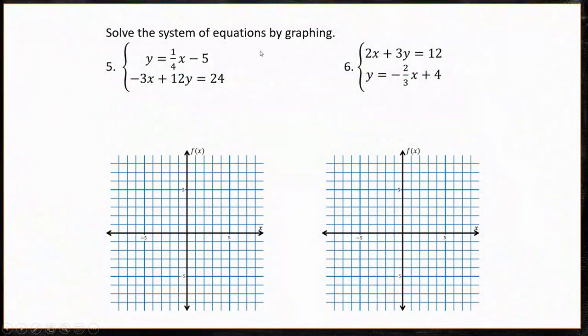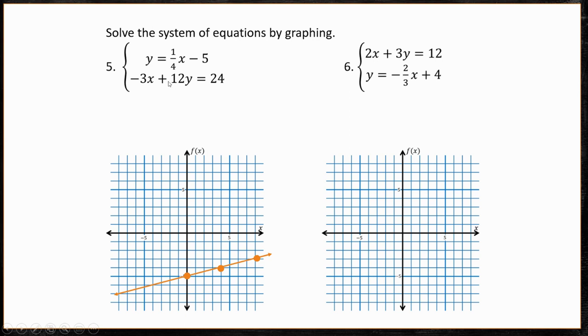Solving this system of equations by graphing. My first line, y equals 1/4 x minus 5. Conveniently, it's in slope-intercept form, so that makes it easy for graphing. We'd start by plotting the y-intercept, the 0, -5, and then from there I'd go up 1, right 4, up 1, right 4, and then I would connect those points with a straight edge.